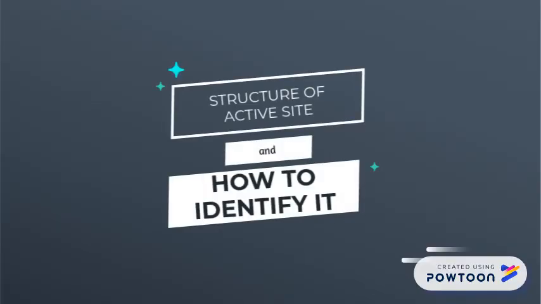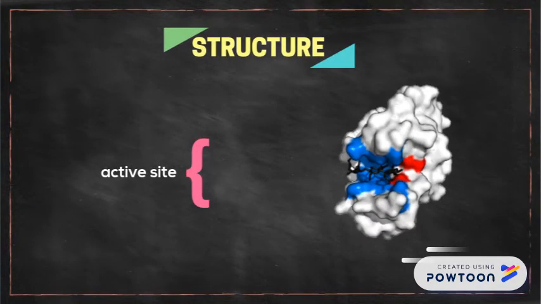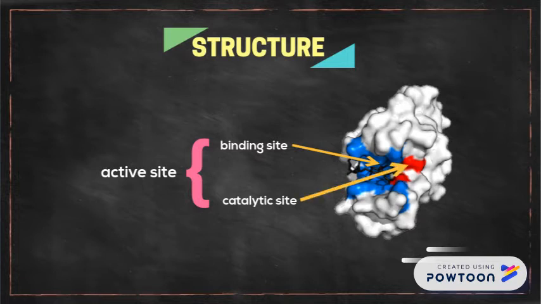Next, the structure of the active site and how to identify it. An active site consists of a binding site which acts as a template for substrate orientation and a catalytic site which lowers the activation energy and speeds up the reaction by providing a favorable microenvironment.